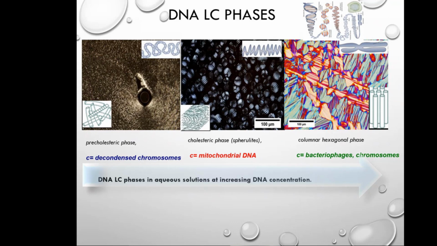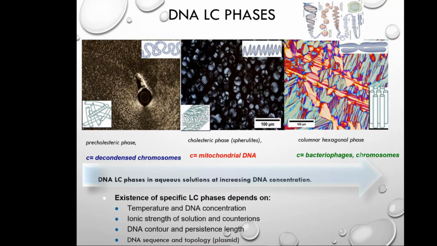So the liquid crystal formation of the DNA chains depends strongly, as in all lyotropic liquid crystals, on the temperature and, more importantly, on the concentration of the DNA. In the decondensed chromosomes, it will self-organize into the pre-cholesteric phase, whereas in mitochondrial DNA, we can already observe spherulites and the cholesteric phase appearance. And in the chromosomes themselves, we would have the DNA organized in the columnar hexagonal phase.